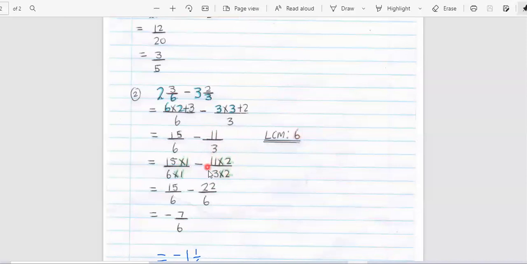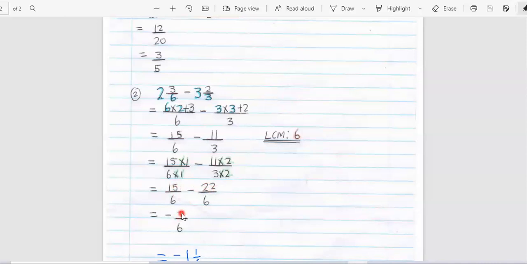Then let's look at the second fraction. Bring down the second fraction as it is, 11 over 3. Then ask yourself, what number must I multiply the 3 by to give me an answer of 6? So 3 times 2 will give you an answer of 6. Then you must multiply the numerator by the same number that you multiply your denominator by. So for the first fraction, we have 15 over 6 minus 22 over 6. The denominators are the same, so you keep the same denominator, which is 6, then subtract your numerators. If you go 15 minus 22, you'll get an answer of negative 7.